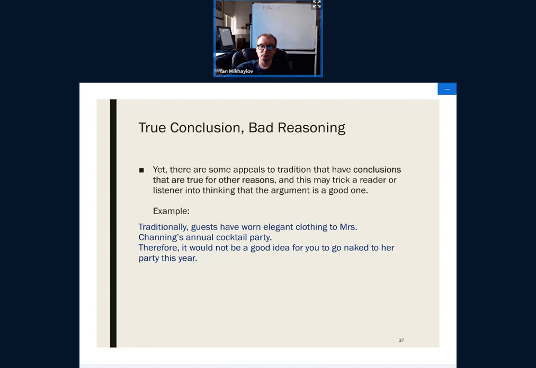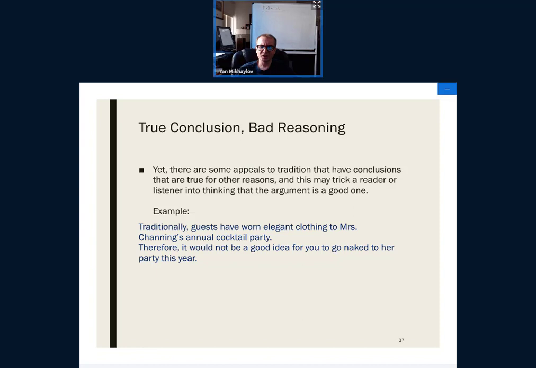Okay, well, an example of an argument, again based on the tradition, where the conclusion may be true, but the argument itself is bad. The one from the book: traditionally guests have worn elegant clothing to Mrs. Channing's annual cocktail party, therefore it would not be a good idea for you to go naked to a party this year.